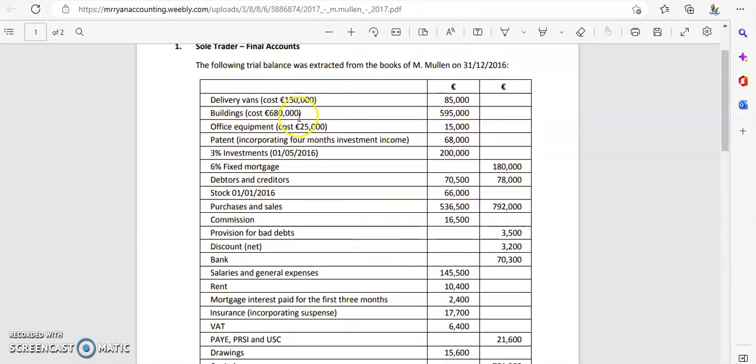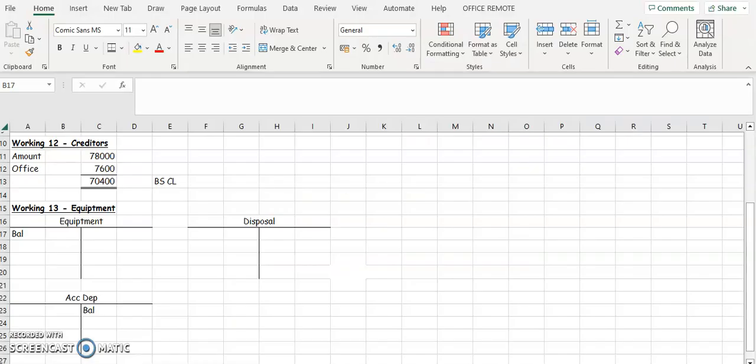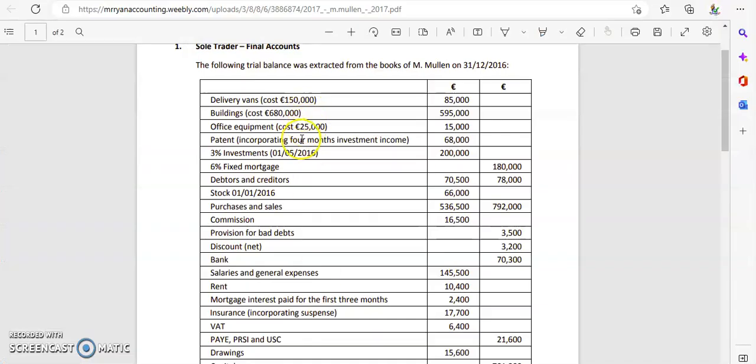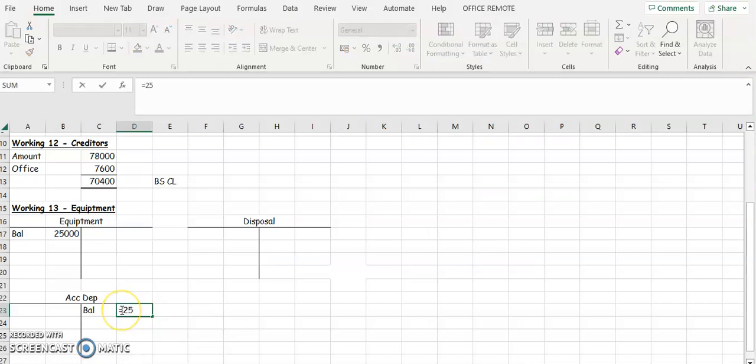So our equipment is 25,000. So it's an asset, it's increasing asset, it goes on the debit side. Your cumulative depreciation then is a credit balance, an asset with a credit balance. So it cost us 25,000. The value is now 15,000. So the difference between the two is 10,000. That's going to be our depreciation.